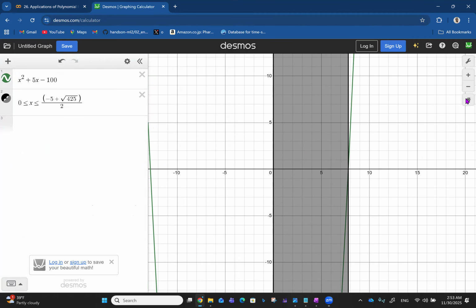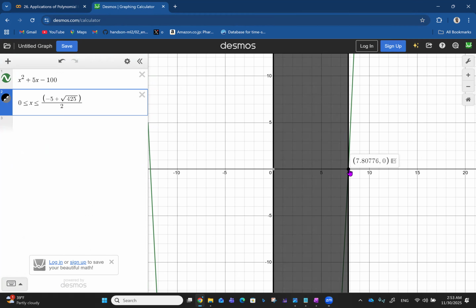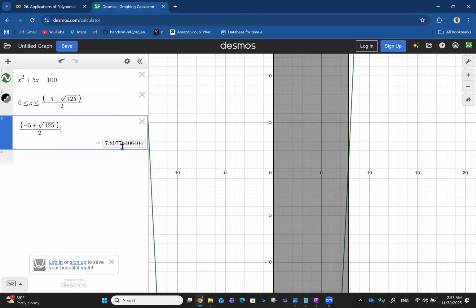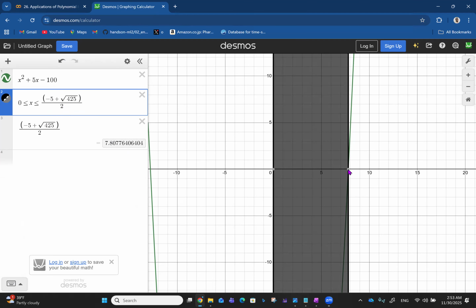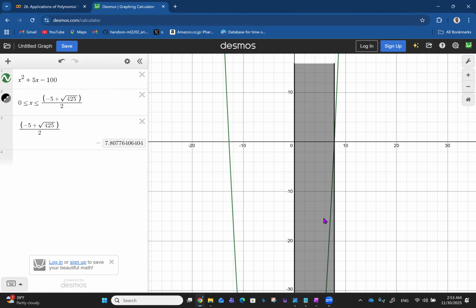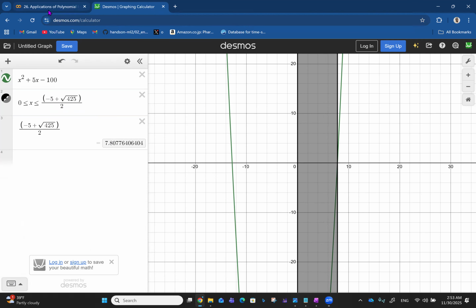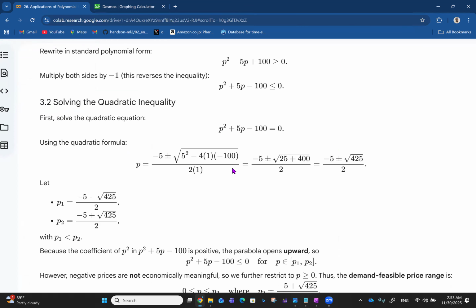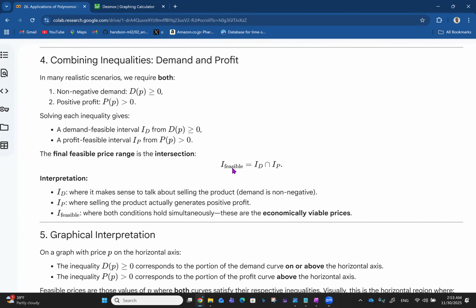Because the price, which is on the x-axis, cannot be negative, it has to be between 0 and 7.78077. For you to know that this evaluates to 7 point something, we can bring this down here and we have it. So you see it's 7.80 something, and that's exactly what this is. So this part is positive, and then we also have positive pricing. This is the region where both of them intersect, and that is what we can take in this situation. So we have that region like that.